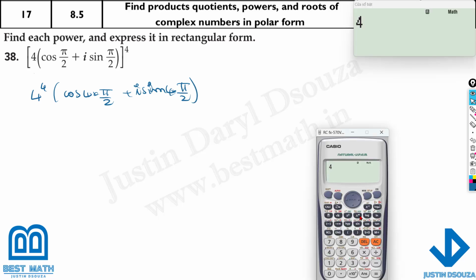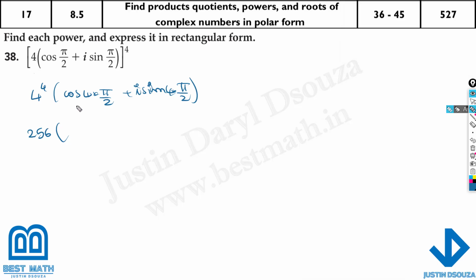Now we'll just put it in the calculator. It's 4 raised to the power 4. It's going to be 256. Now if you know the values here, it'll be cosine 2 pi. Sorry, it's 4 times pi by 2, not 2 times. So cosine is 1, and now just change this cosine to sine and it will be 0. So we have 1 plus i times 0, so it's going to be 256 times 1. That's the answer. 256 will be the final answer.